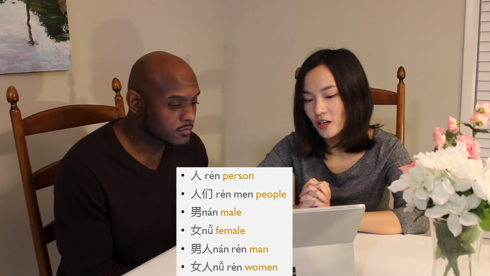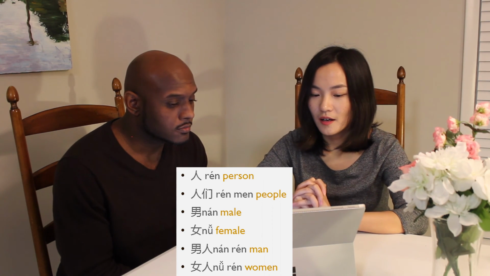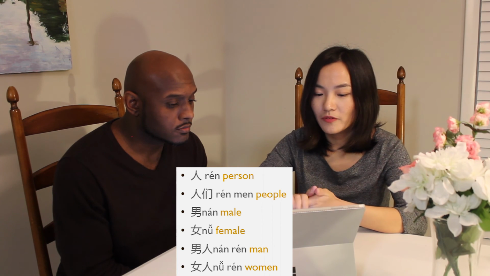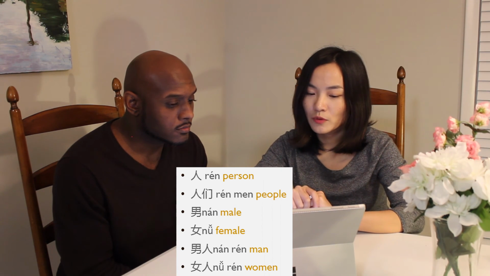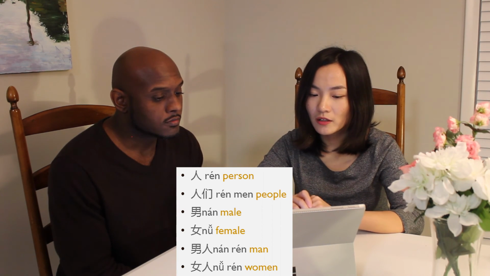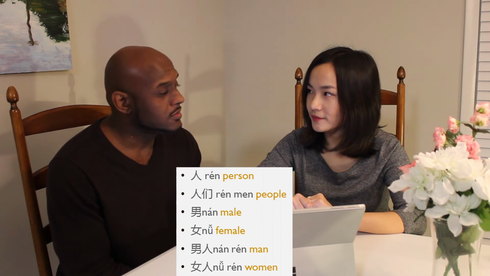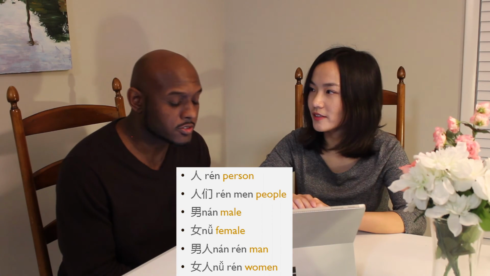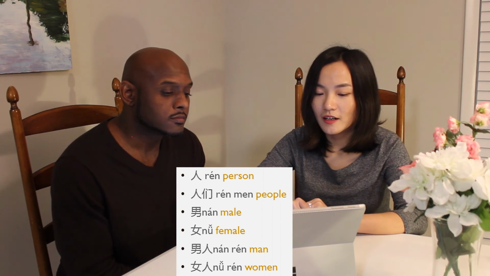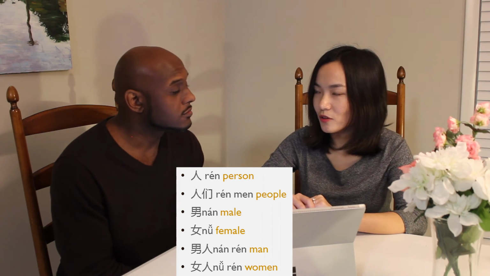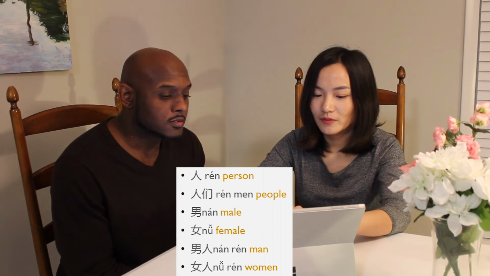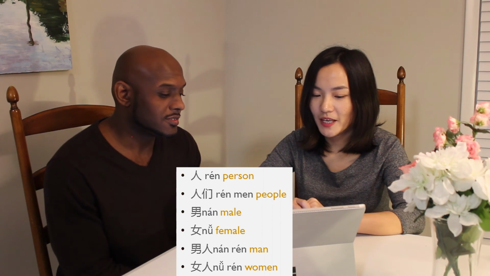Then let's learn how to say man and woman. Before we learn men and women, let's first learn male and female. Male is 男, second tone. For female, it is 女. You can see the pinyin over there.